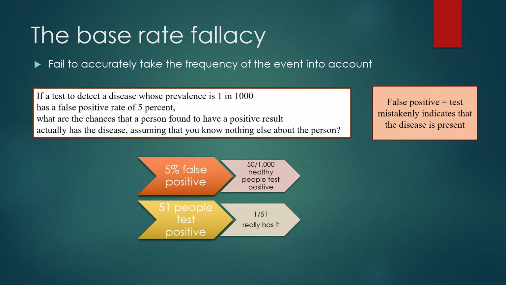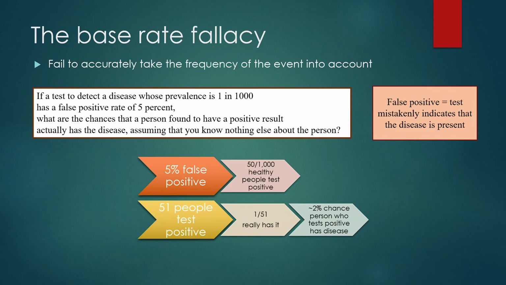So that means that 1 out of 51 actually has it. That's going to produce about a 2% chance that a person who tests positive actually has the disease. If you divide 1 by 51, it comes out to roughly 2%.